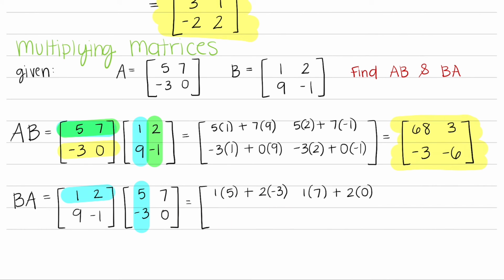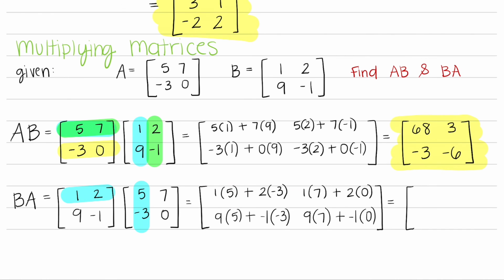And for the second row first column, you would do 9 times 5 plus negative 1 times negative 3. And for the second row second column, 9 times 7 plus negative 1 times 0. So let's reduce.